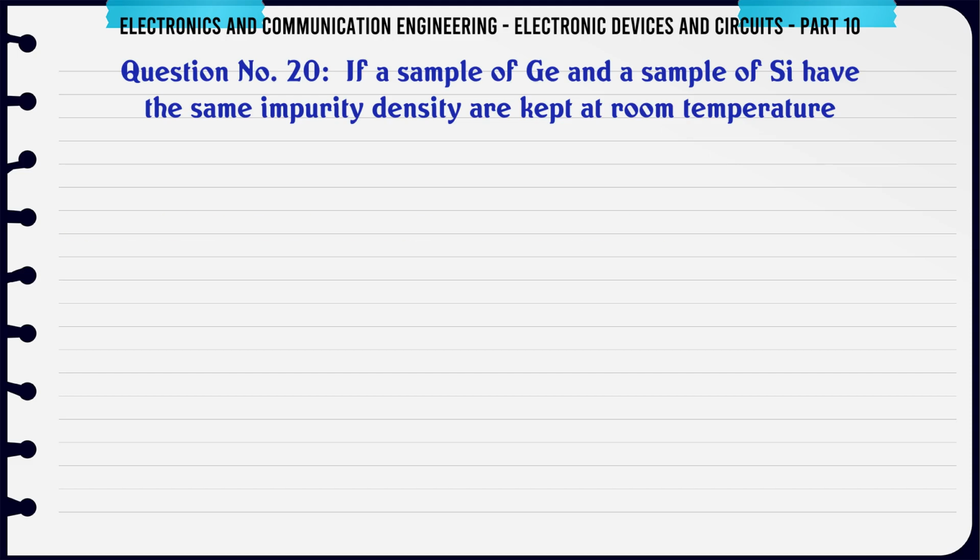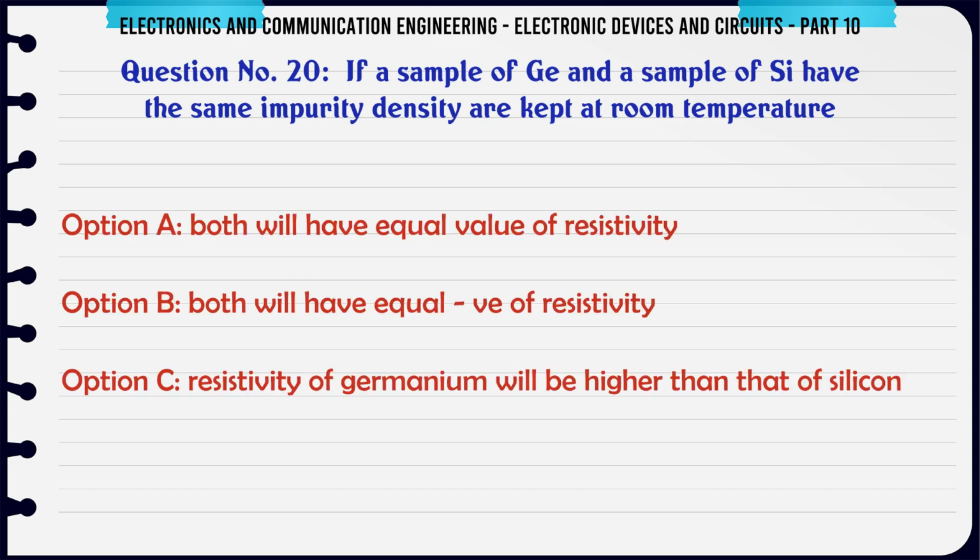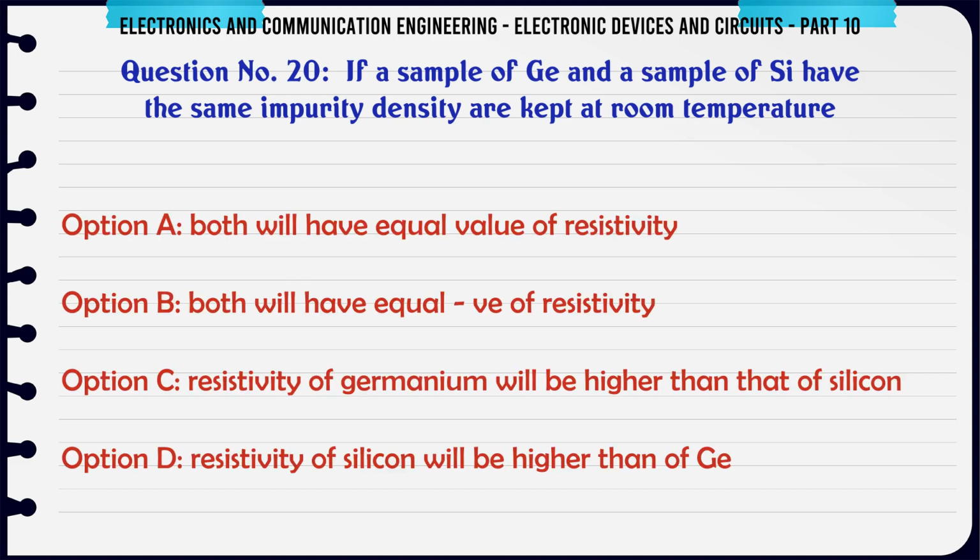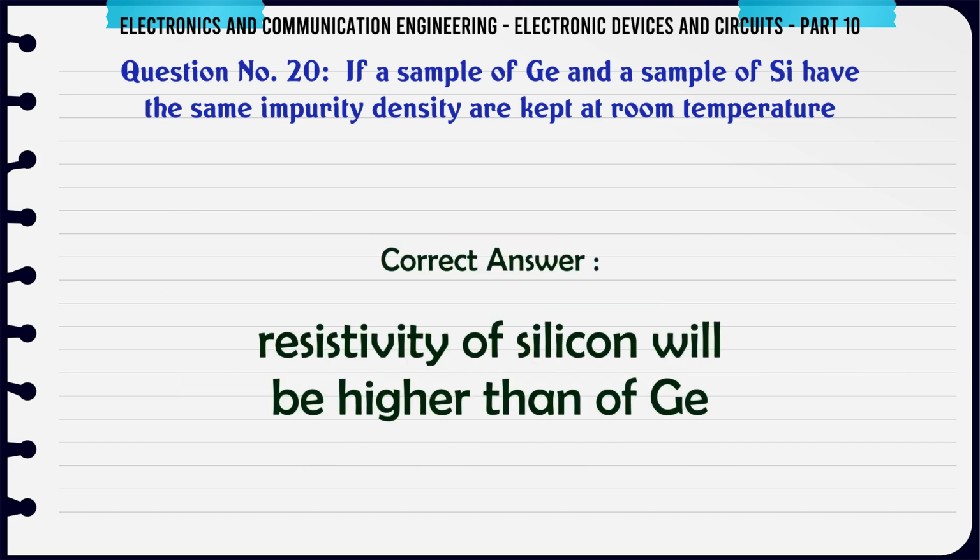If a sample of Ge and a sample of Si have the same impurity density and are kept at room temperature, A. both will have equal value of resistivity. B. both will have equal value of resistivity. C. resistivity of germanium will be higher than that of silicon. D. resistivity of silicon will be higher than that of Ge. The correct answer is resistivity of silicon will be higher than that of Ge.